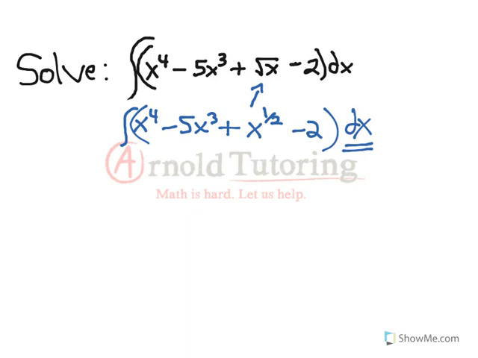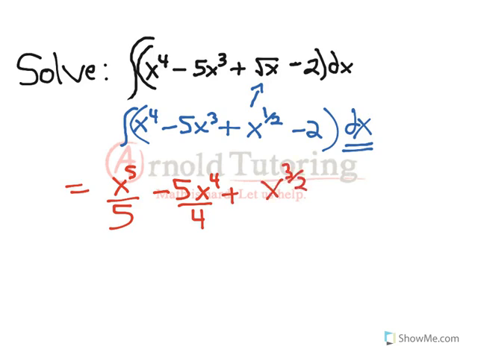Okay, so let's solve this integral then. We said we go up a term, up an exponent, and divide by that new exponent. So x to the 4 goes to x to the 5, divided by 5. Minus, our constants come along, so that 5 is going to stay there. x to the 4 divided by 4. Plus, let's be careful here, 1/2 going up 1 becomes x to the 3/2. And then dividing by 3/2 is the same as multiplying by 2/3.